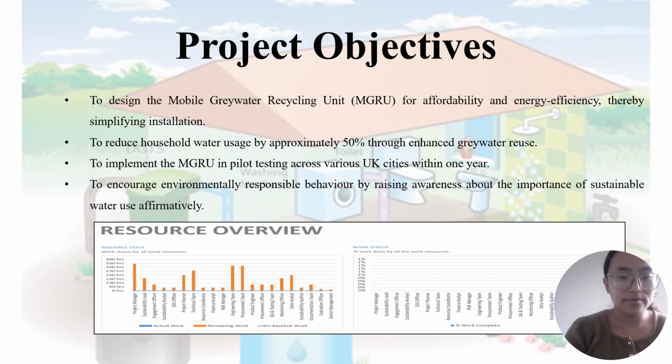And the third objective is to implement the mobile greywater recycling unit in pilot testing across various UK cities within 1 year. And the fourth objective is to encourage environmentally responsible behavior by raising awareness about the importance of sustainable water use affirmatively. As per Smith et al.